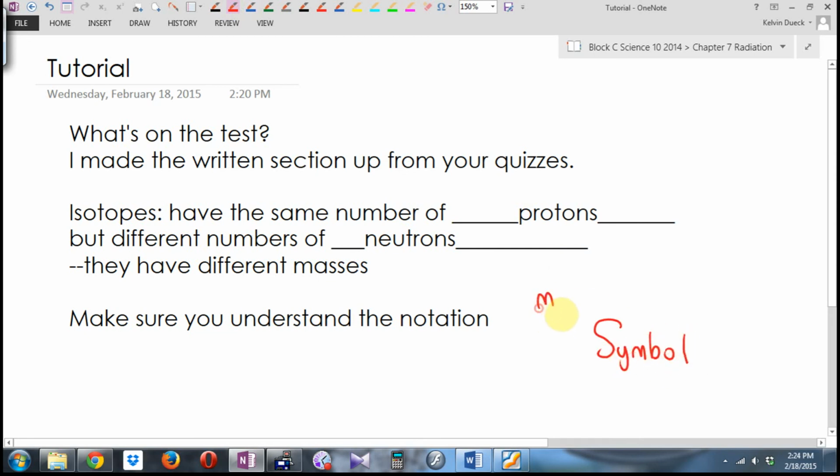Symbol, mass, atomic number. So if you see something like NP 93 240, what element number is that? 240 or 93?